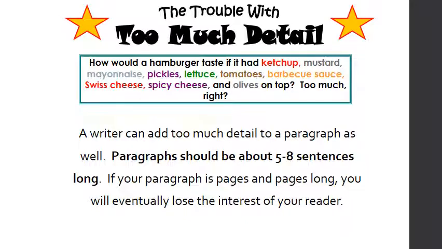The trouble with too much details. Okay, we said we have to stick with the details related to the topic. That's right. But also adding too much details is boring. We cannot add too much details to a paragraph. We have to stick to maximum 5 to 8 details. How would a hamburger taste if it had ketchup, mustard, mayonnaise, pickles, lettuce, tomatoes, barbecue sauce, Swiss cheese, spicy cheese, and olives on top? Too much, right? It's not delicious at all when you add all of these ingredients.